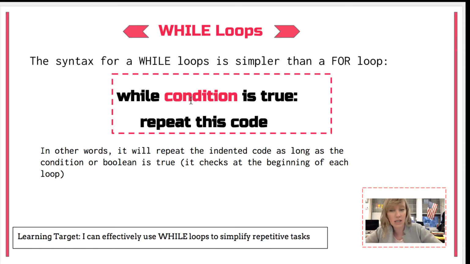While age is less than 18, charge them this ticket price. While age is greater than 25, give them a discount. So whatever it is, it can be checked to be true or false. And if the condition is true, then the indented blocks of code are going to be run. So in other words, it will be repeated as long as the condition is true. And then it checks at the beginning of each loop again whether the condition is true or false.